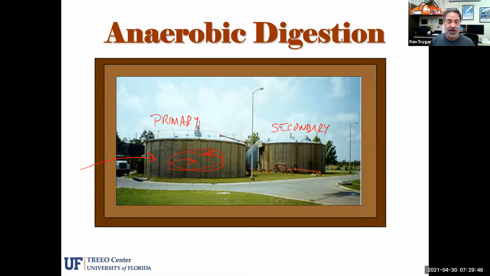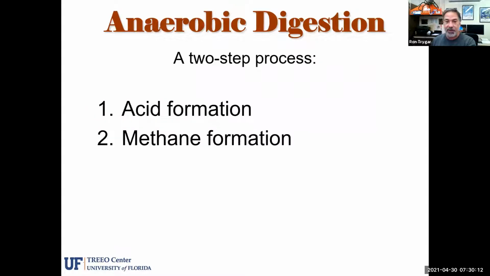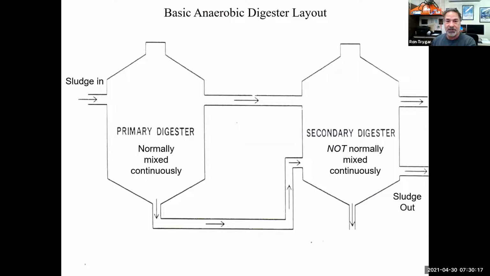So we're going to make sure that the sludge is mixed and the temperature is constant and all that. We're going to be actively digesting or breaking down the volatile organic material in here, otherwise known as volatile solids. And we're going to produce volatile acids, and we're going to produce methane. And then we're going to pump some sludge over into the secondary and let it kind of settle out and all that.